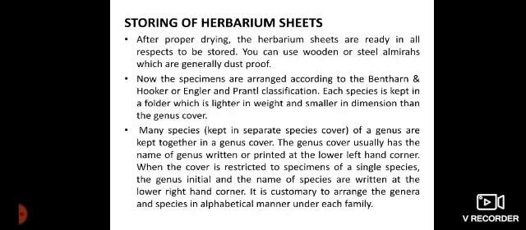So this is how the herbarium sheets are prepared. After the preparation, they have to be stored in a herbarium almirah. After proper drying, the herbarium sheets are ready in all respects to be stored. They can be stored in wooden or steel almirahs, which are generally dust proof. Now the specimens are arranged according to the Bentham and Hooker or Engler and Prantl classification. Each species is kept in a folder which is lighter in weight and smaller in dimension than the genus cover.